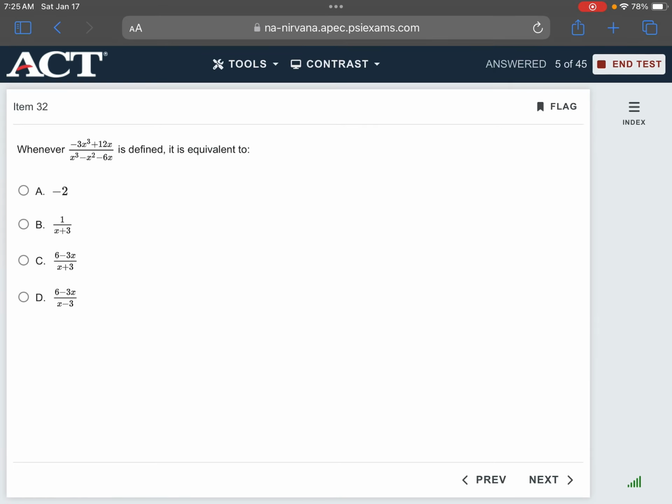All right, so today it says whenever we have this complicated expression is defined, it's equivalent to these less complicated expressions down here. So a couple things we can do here, and actually I don't know which one is actually faster. What they want you to do is factor the numerator, factor the denominator, and then cancel, see what's left, and then match that up with the answer choices. Or we could just put this into Desmos, graph the expression they give us, and then graph every single one of these answer choices and see which one lines up.